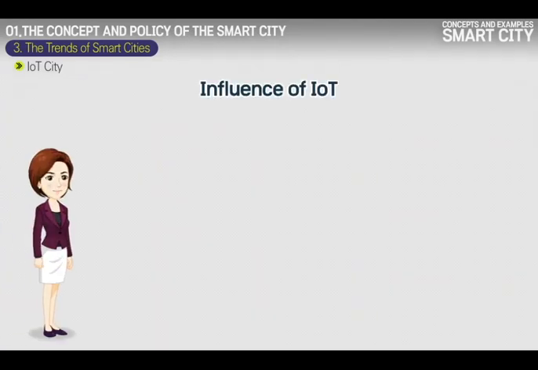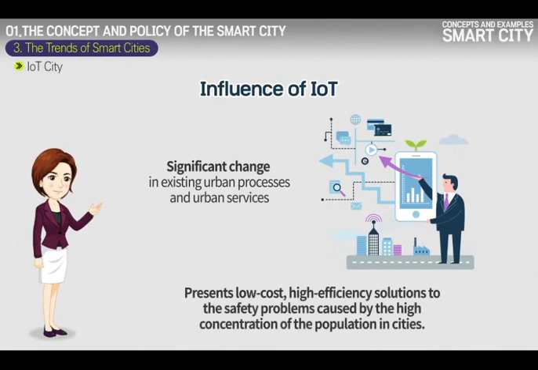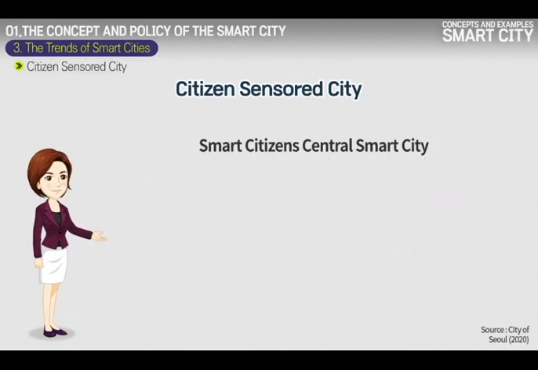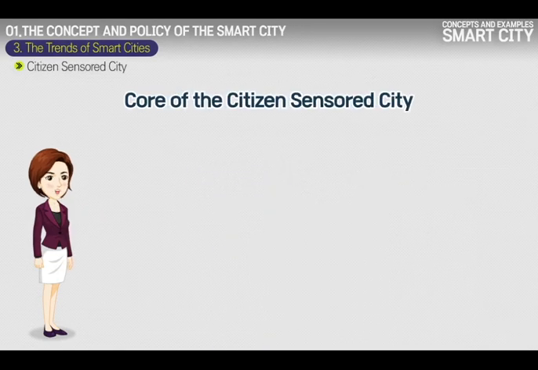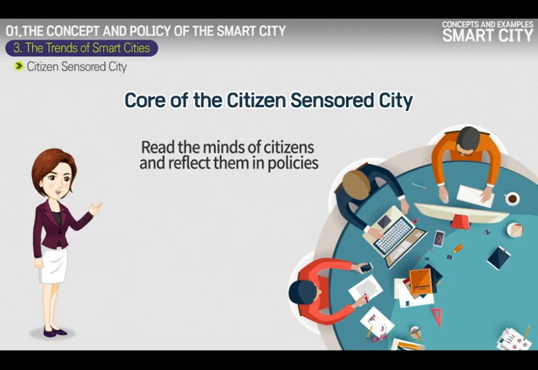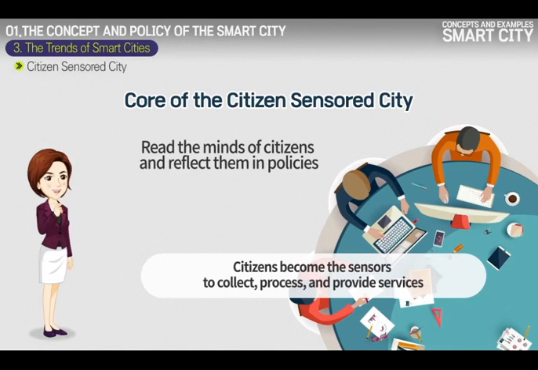The influence of IoT is expected to bring about a dramatic change in existing urban processes and urban services. Therefore, the IoT city is a smart city model that presents low-cost, high-efficiency solutions to the safety problems of cities caused by the concentration of the population. Third, the citizen-centered city is a smart city centered on smart citizens. The core of the citizen-centered city is to read the minds of citizens and reflect them in policies. In other words, citizens become the sensors to collect, process, and provide services.